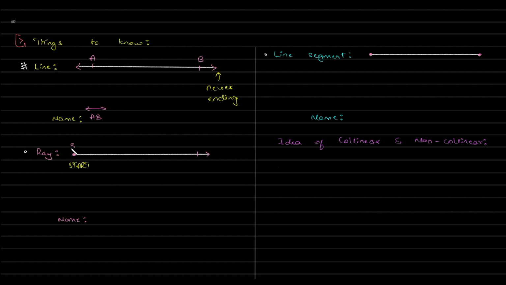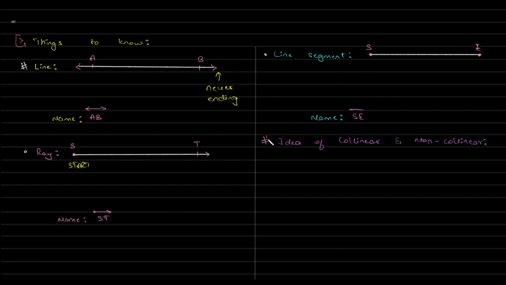Say the ray is, say this is S and this is T. So you name a ray in this manner. And the line segment, say this is S and this is E. You name it in this manner. So this is the basic difference between all these three.